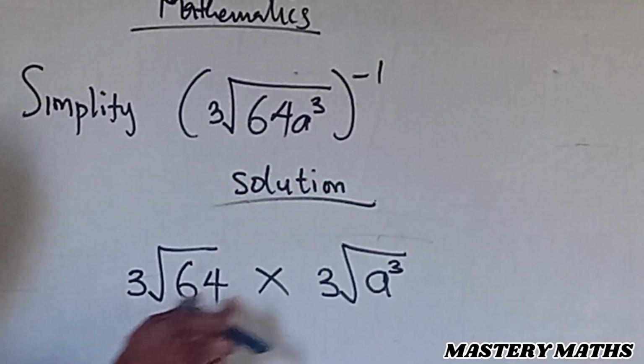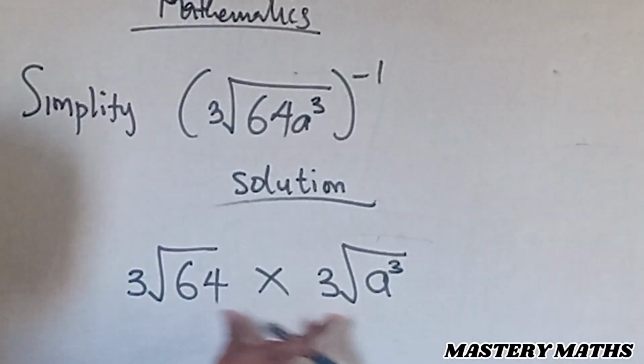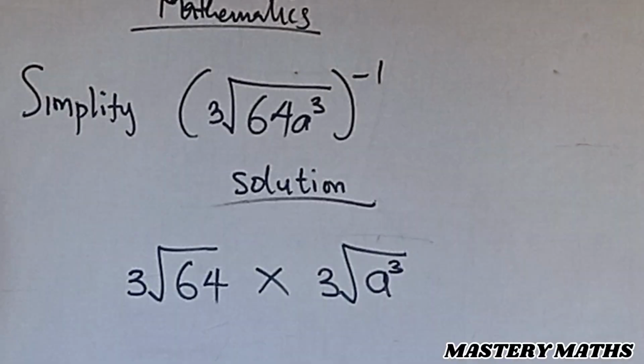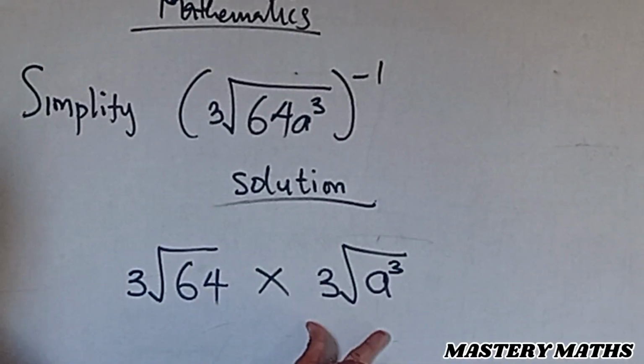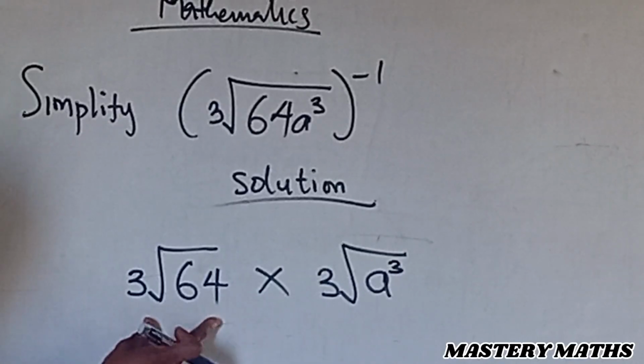Cube root of 64 times cube root of a raised to the power 3. Remember, when we multiply these two together, it will still give us the same thing as this. So to make the work very easy and fast, arriving at the answer without wasting much time, separate it. After separating it, we can easily simplify this. Before we do, let's attend to these first.